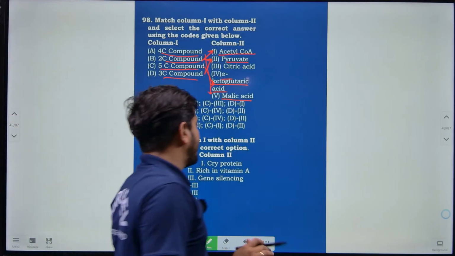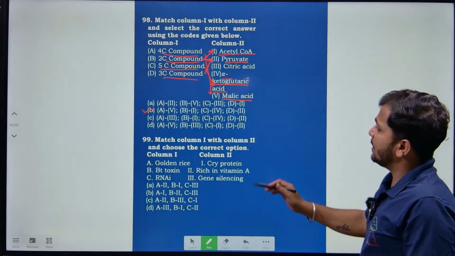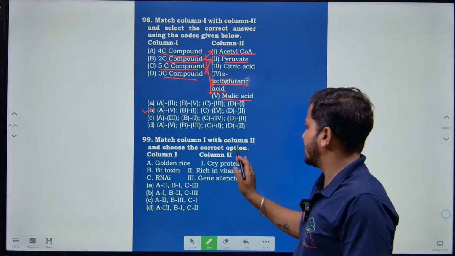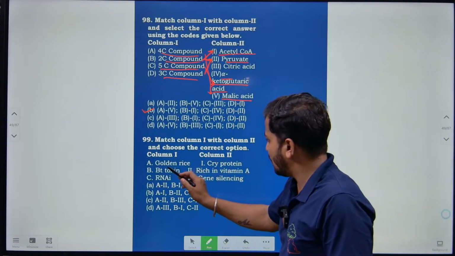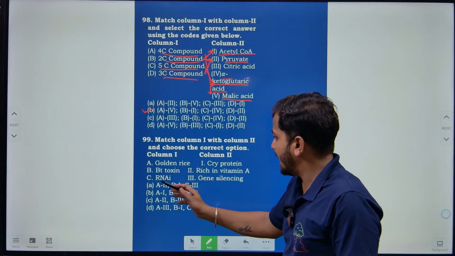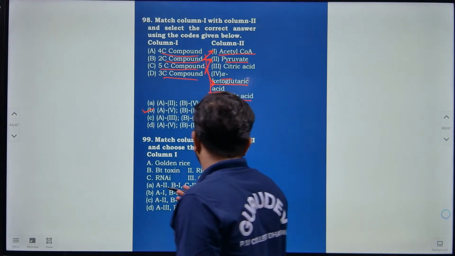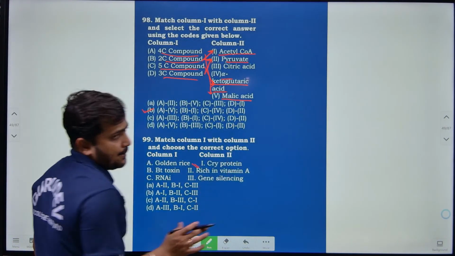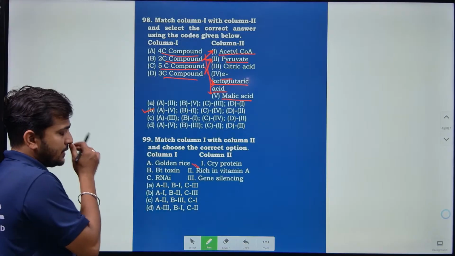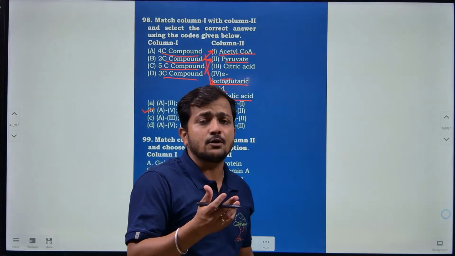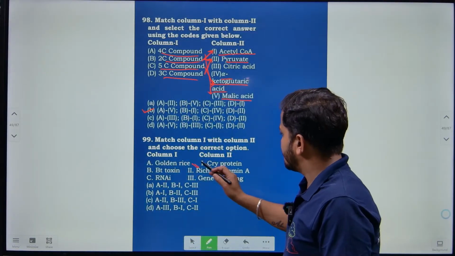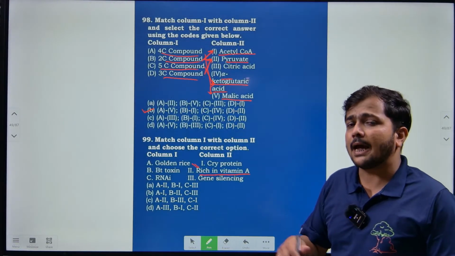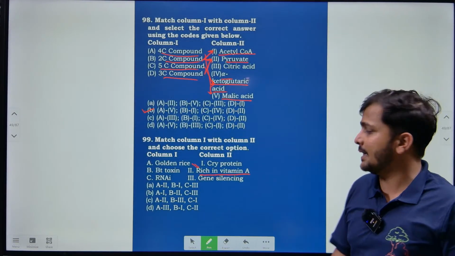Then again they have given: match column 1 with column 2 and choose the correct option. They have mentioned golden rice, Bt toxin, RNAi. Golden rice is rich in vitamin A. Vitamin deficiency leads to night blindness, so golden rice is related with being rich in vitamin A, and vitamin A can overcome night blindness.